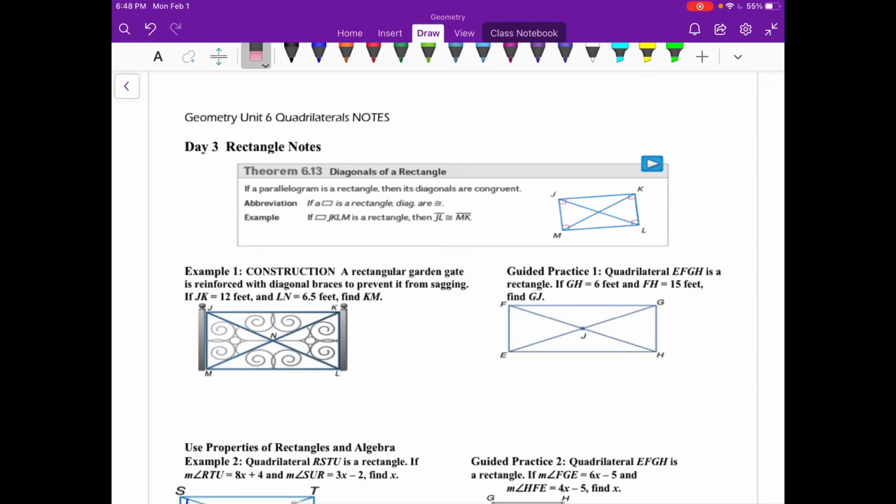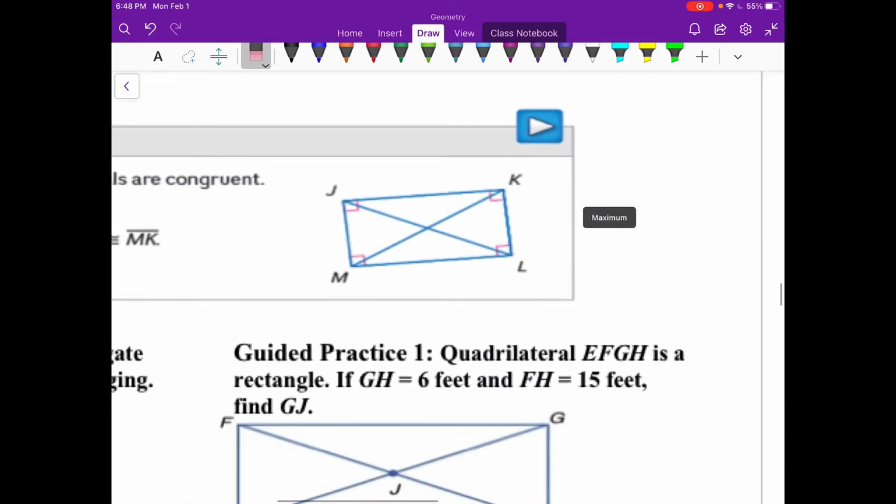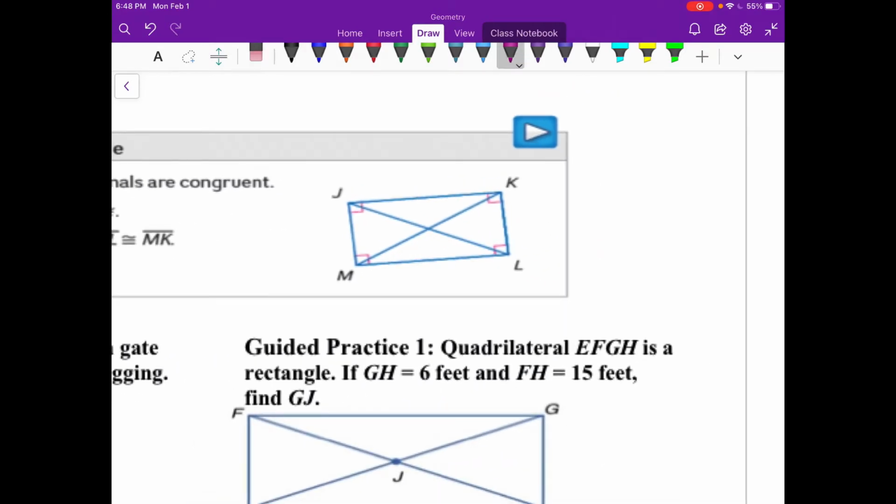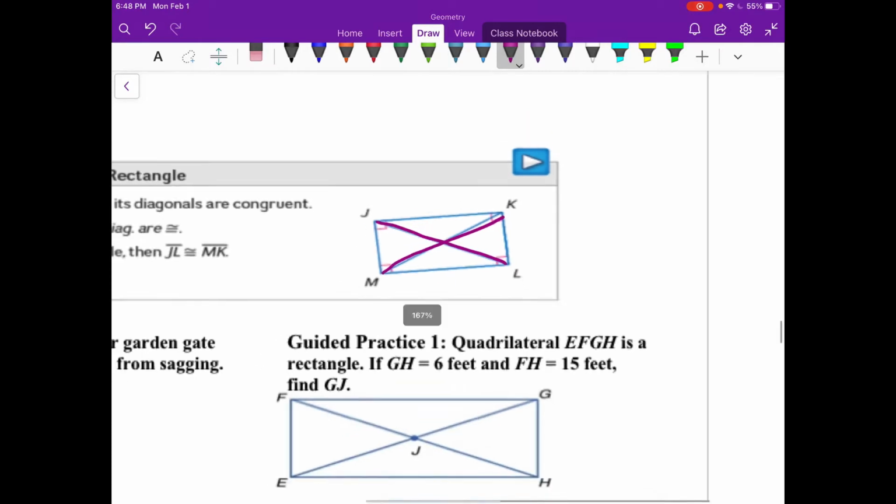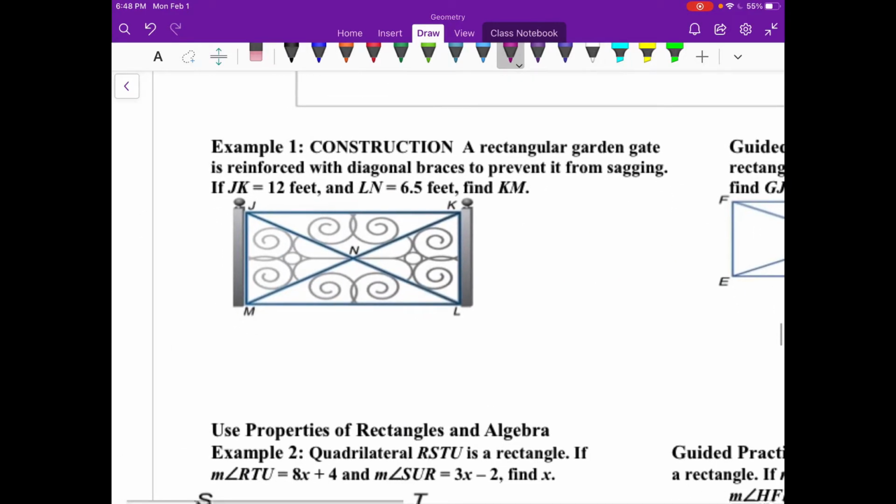Start off, we've got this theorem that says if a parallelogram is a rectangle, then its diagonals are congruent. Remember that the diagonals are the lines that go through the rectangle like this and connect the opposite corners. So those are diagonals. In a rectangle, specifically, those are the same length. Keep in mind that this also says that in a parallelogram, which means rectangles are parallelograms. They have all of the same features of parallelograms, and we'll see some of that in example 1.